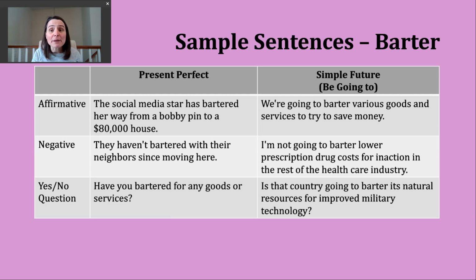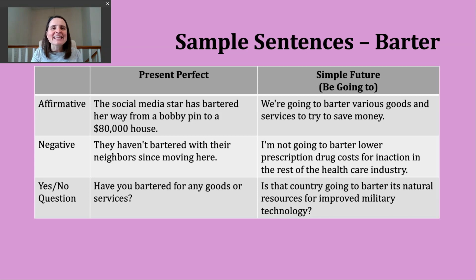Lastly, if I want to make a simple future question using be going to, a yes or no question, I should say, I'm going to start with a form of be, whatever form matches my subject. That subject comes next, then going to and our base verb. Here's my last example. Is that country going to barter its natural resources for improved military technology? Okay. These last two examples, you really might think of this idea of trading. So one thing for another.